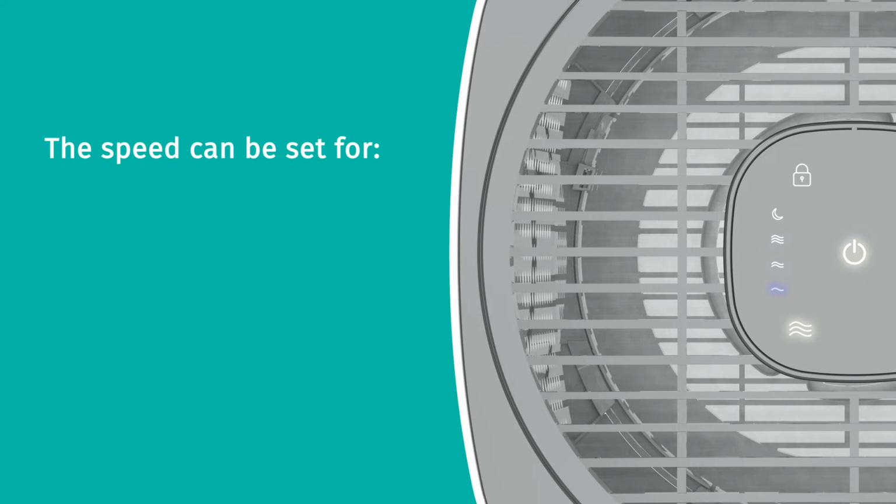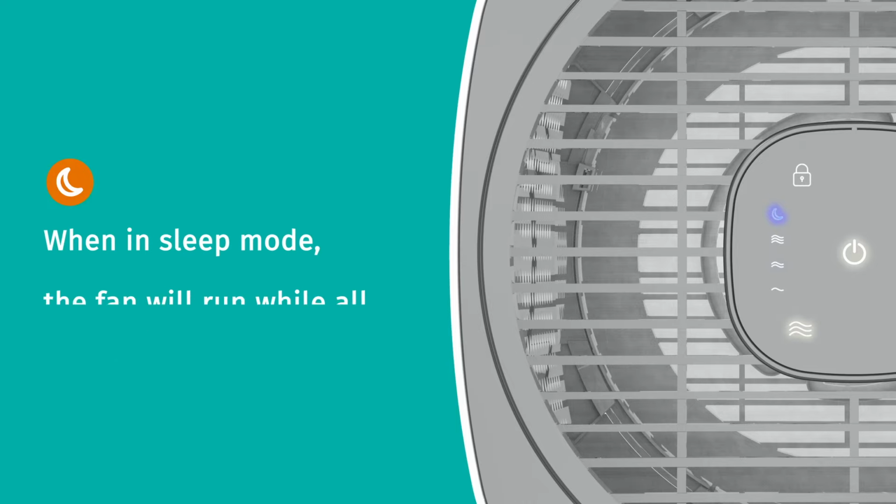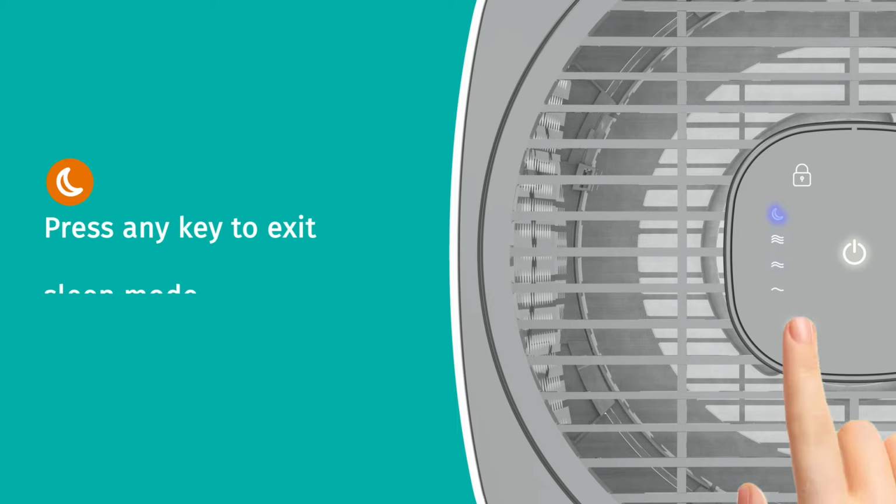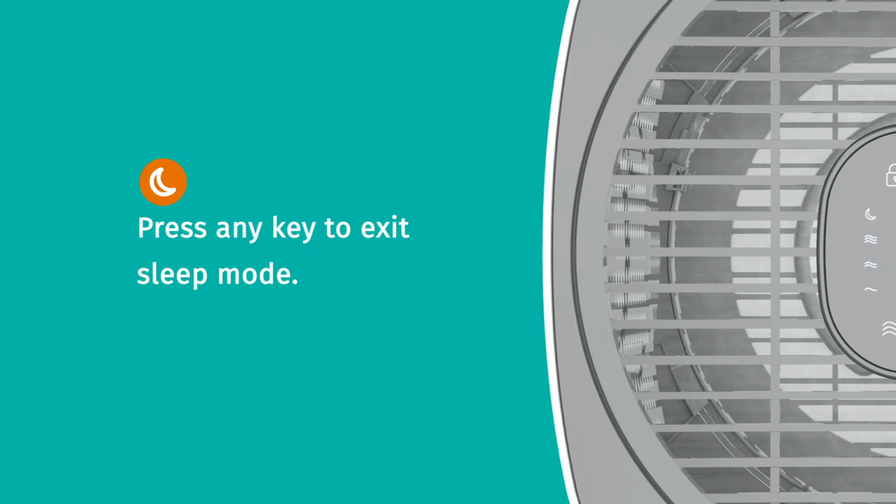The speed can be set for low, medium, high, and sleep mode. When in sleep mode, the fan will run while all other indicators are off. Press any key to exit sleep mode.